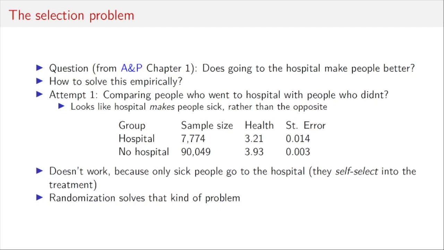Well, that looks like the people who went to the hospital are more sick than the people who didn't. So maybe the hospital makes them sick. Obviously, this is not the right conclusion. The problem is that there was selection in the people who went to the hospital versus those who did not. In other words, since only sick people go to the hospital, they self-select into receiving the hospital treatment. This is an exaggerated example of why we need randomization. Randomization is solving that kind of problem.